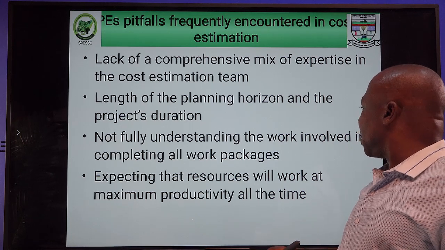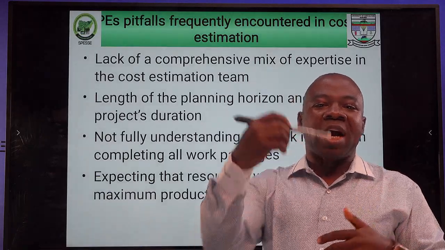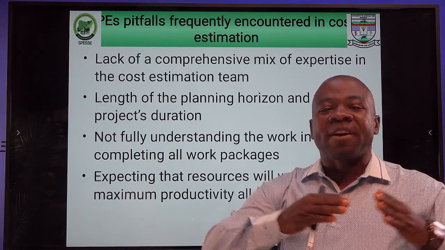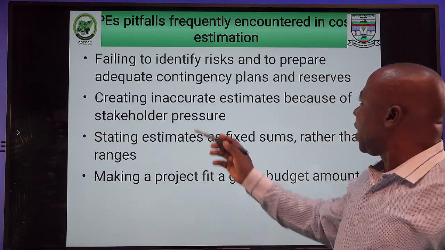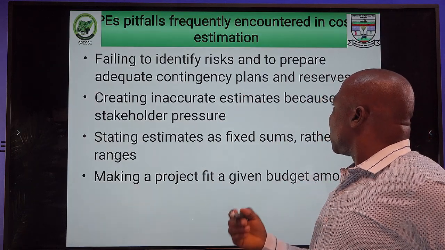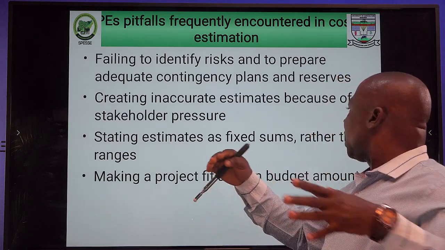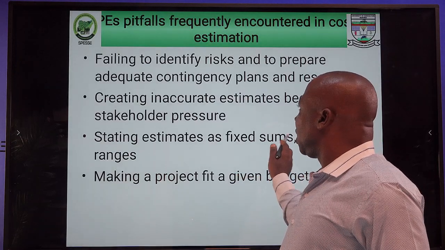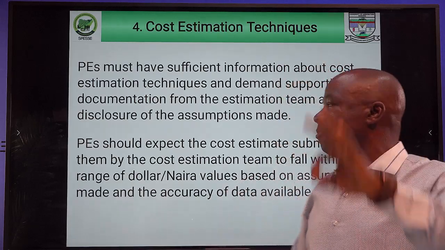They're expecting that resources will work at maximum productivity at all times. Most times, the resources we have will not be able to meet what is expected, and it is expected that we give a range of expectation rather than having definite values that we work with. Failing to identify risk that you use to prepare for that, creating inaccuracies in your estimates, setting estimates as fixed sums rather than having them in ranges, then making the project fit to a given budget amount. When you have that, you should be able to have a range that you work with rather than having specifics.